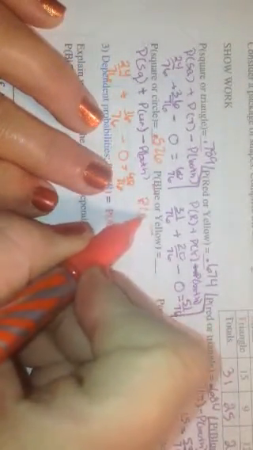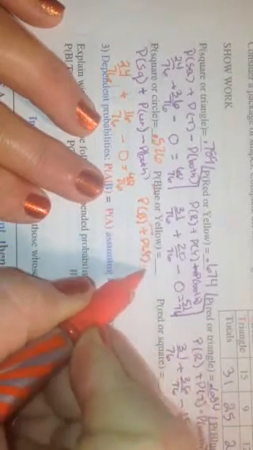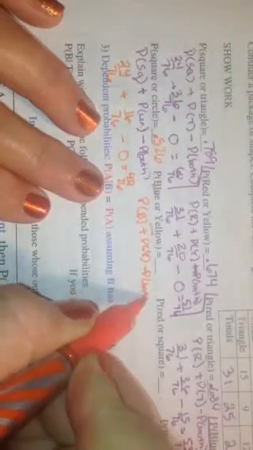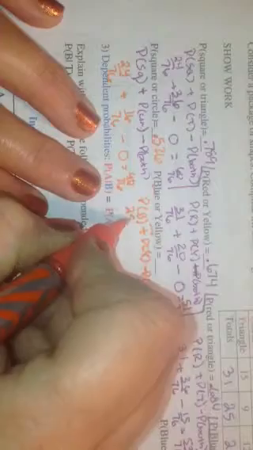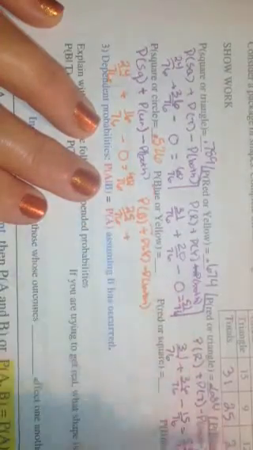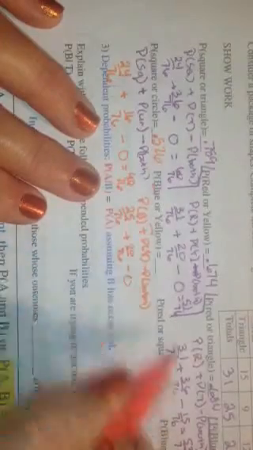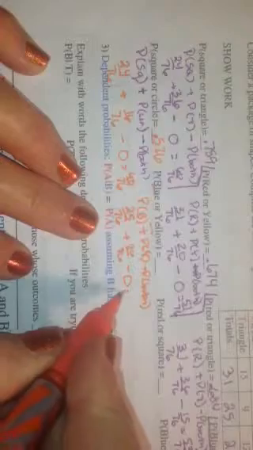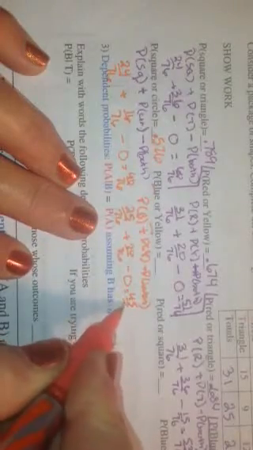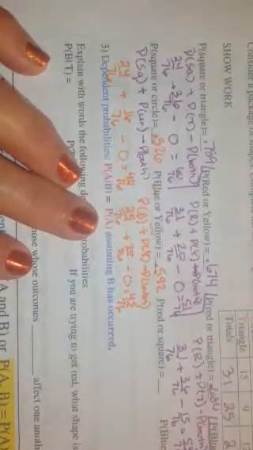To get a blue or a yellow, the probability of blue plus the probability of yellow minus the probability of both. Blue would be 25 out of 76. Yellow, 20 out of 76. You can't get a blue and a yellow, so that's 45 out of 76, which is 0.592.